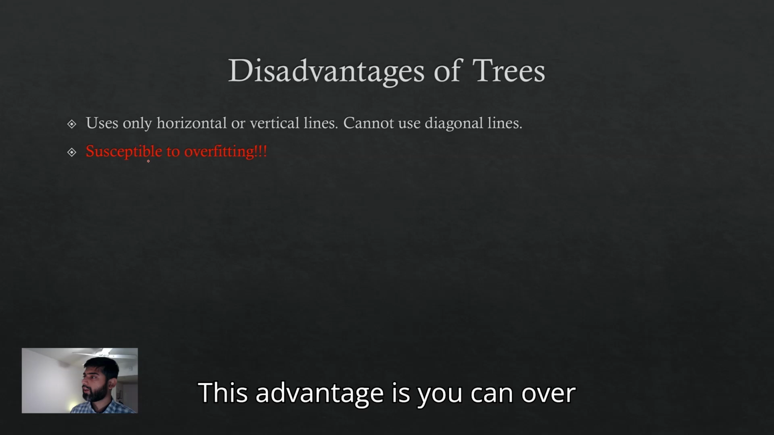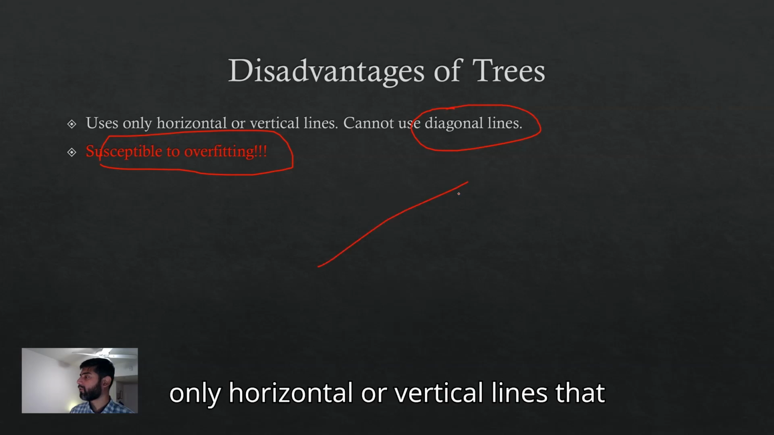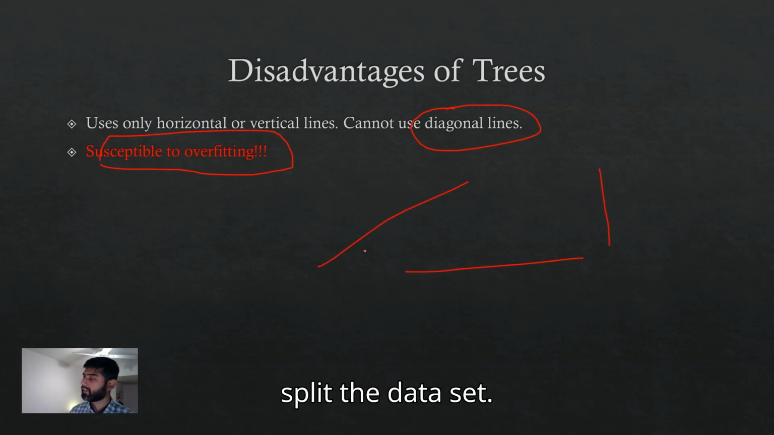The disadvantage is you can overlearn from this data, and there are no diagonal lines. There are only horizontal or vertical lines that split the data set. Let's look at the example in Python.